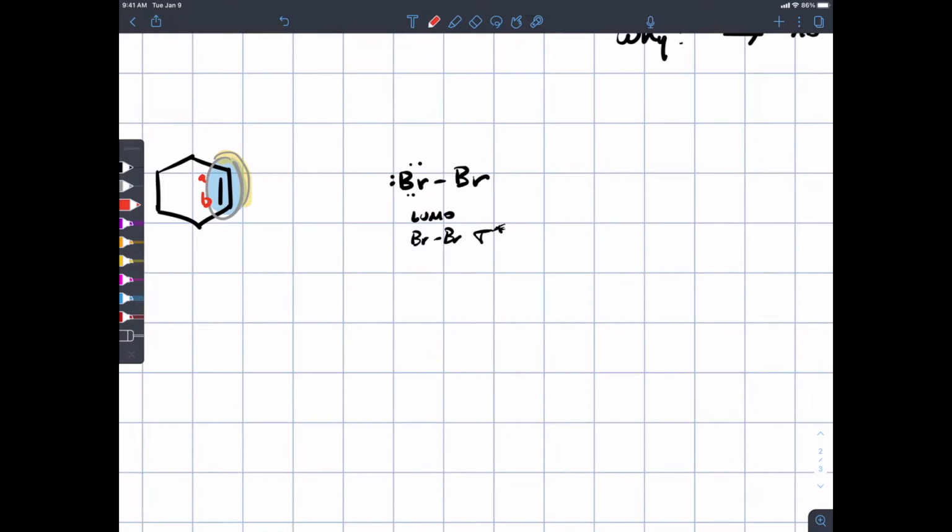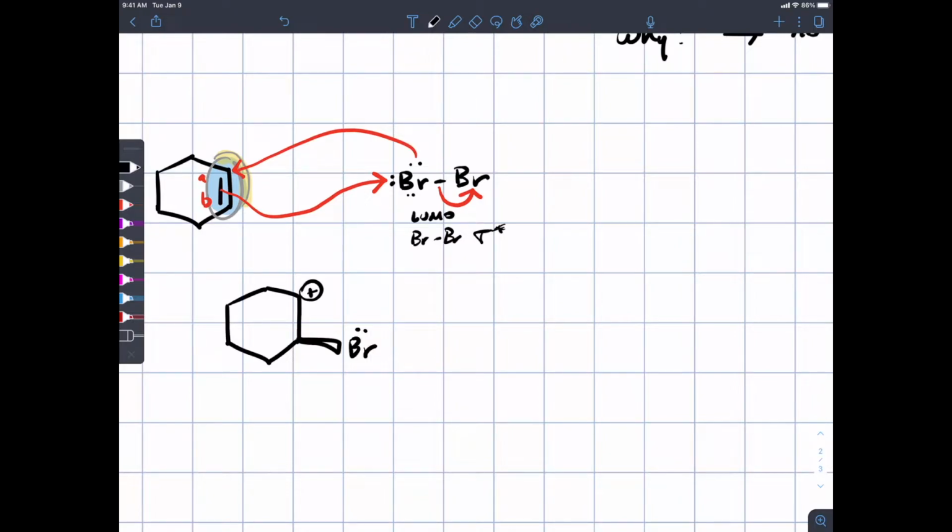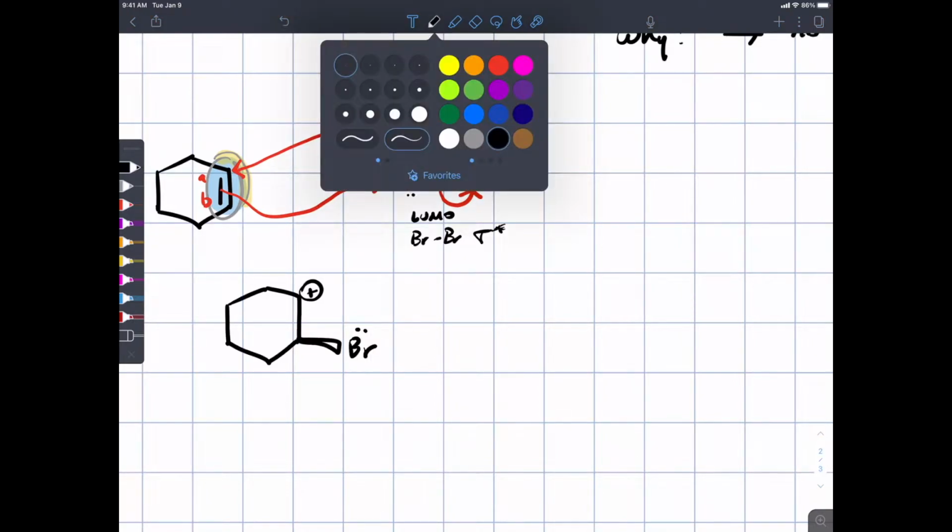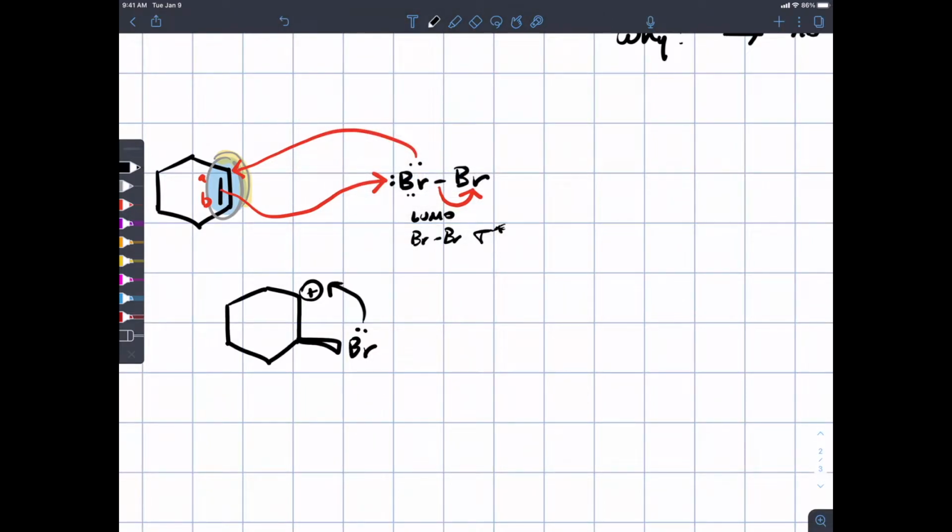And so at the same time as these pi electrons are attacking the sigma star and breaking the bromine-bromine bond, the lone pairs are going to snap back on the other carbon, the one that doesn't get the new carbon-bromine bond, and close that up into a three-membered ring. Alternatively, the alternative would be to have something like this. And if you made that, bromine is going to actually lean over and make another bond with that carbon A. So we don't see this intermediate.